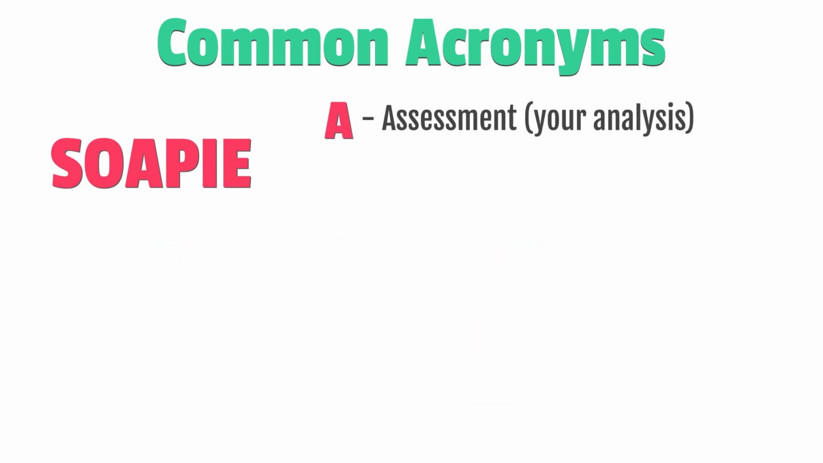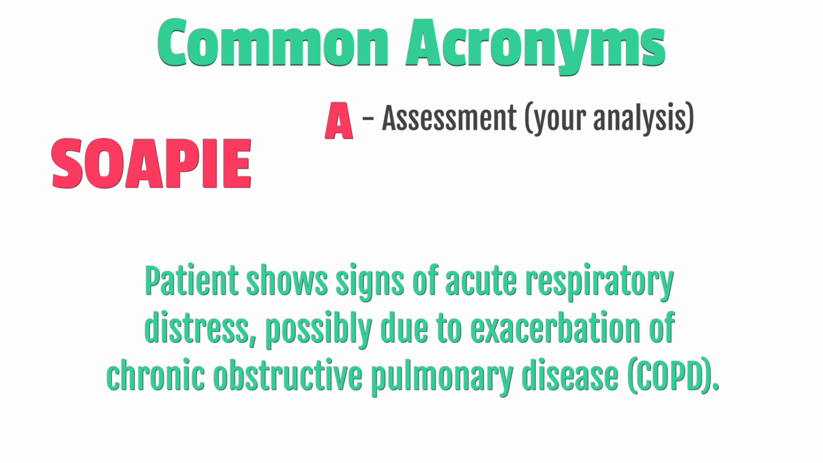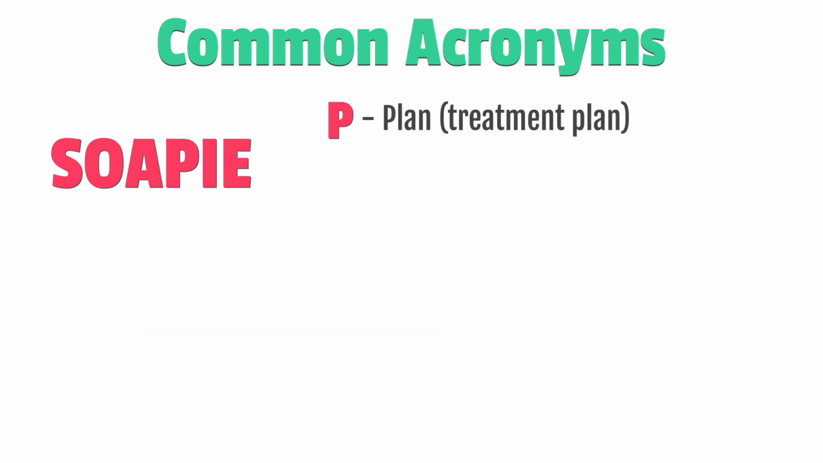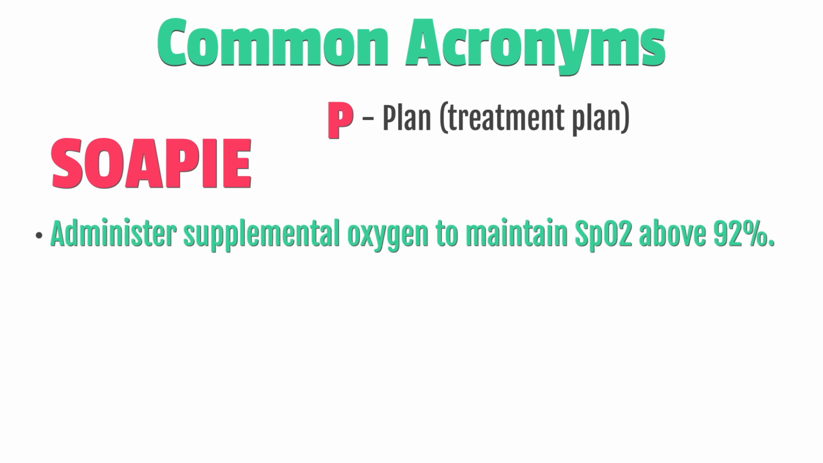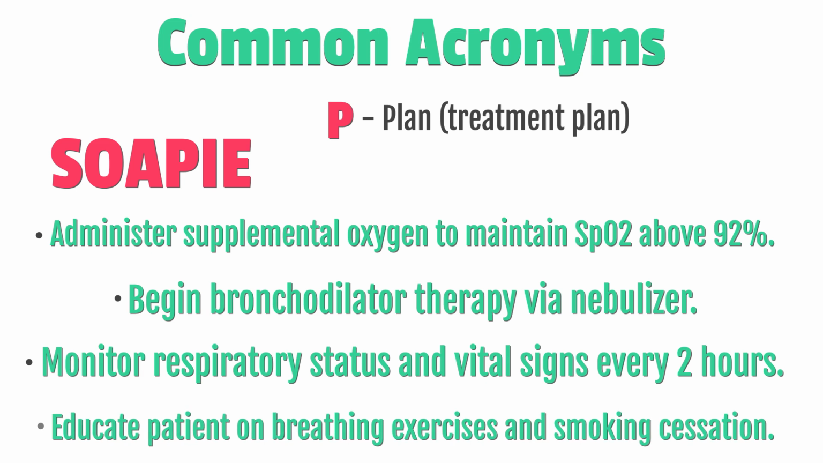Next is A for assessment, your analysis. For example, the patient shows signs of acute respiratory distress, possibly due to exacerbation of chronic obstructive pulmonary disease. That's COPD. Now, P is for the plan. Remember, the treatment plan. So, for example, administering supplemental oxygen to maintain the SpO2 above 92%, or even begin bronchodilator therapy via nebulizer. Also, monitoring respiratory status and vital signs every 2 hours. And even educating patient on breathing exercises and smoking cessation.